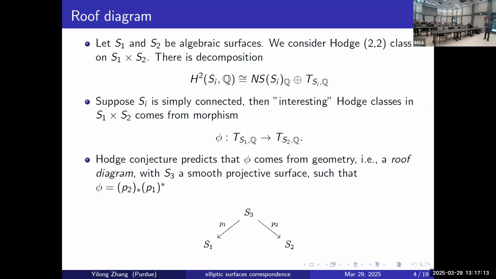Because the Hodge structures decompose over the rational numbers into the algebraic part, which is the Néron-Severi group, and its orthogonal complement, which is called the transcendental Hodge structure, it turns out that to study the Hodge classes on the product of surfaces, it suffices to consider the tensor product of the Néron-Severi groups and the transcendental lattices.